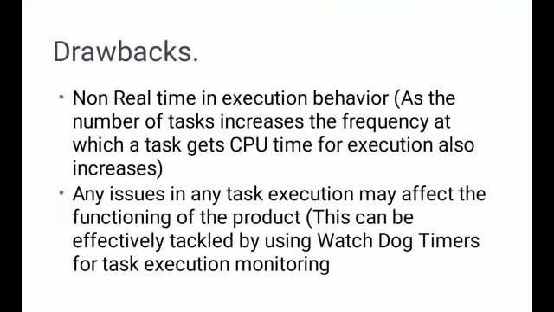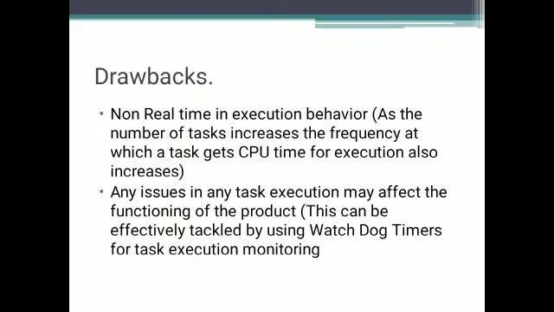Drawbacks: non-real time execution behavior. As the number of tasks increases, the frequency at which a task gets CPU time for execution also increases. Right, so it becomes non-real time. Any issues in any task execution may affect the functioning of the product. This can be effectively tackled by using watchdog timers for task execution monitoring. I hope all of you know what a watchdog timer is. We have already discussed it in the previous unit; it will keep track of the CPU performance. So quickly I will tell you what a watchdog timer is.